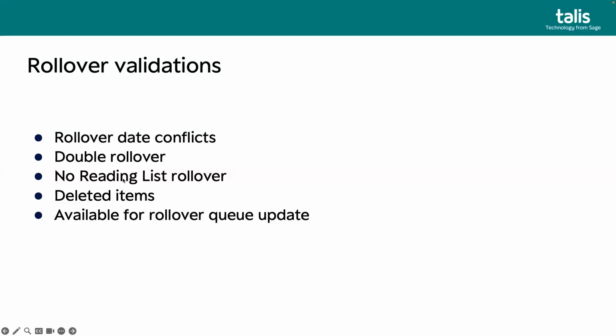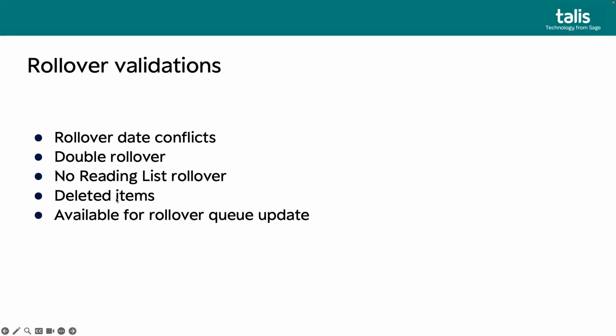We will flag with you if you're trying to roll over a scan where the reading list hasn't been rolled over yet. So as we said, you should really carry out your reading list rollover first. If the list hasn't been rolled over, and that happens for those of you that don't roll over reading lists, we will flag that with you. And then you can still link it if you want to, but you have been warned.